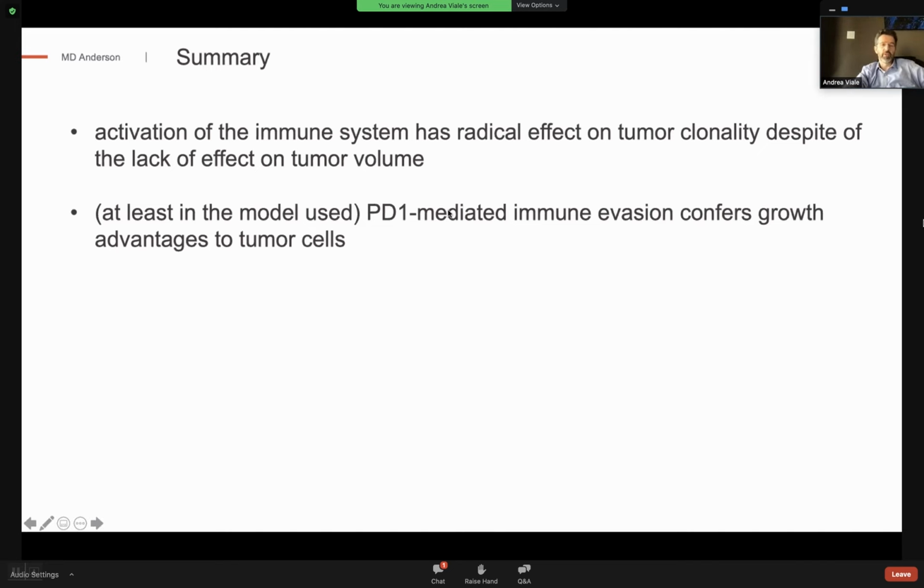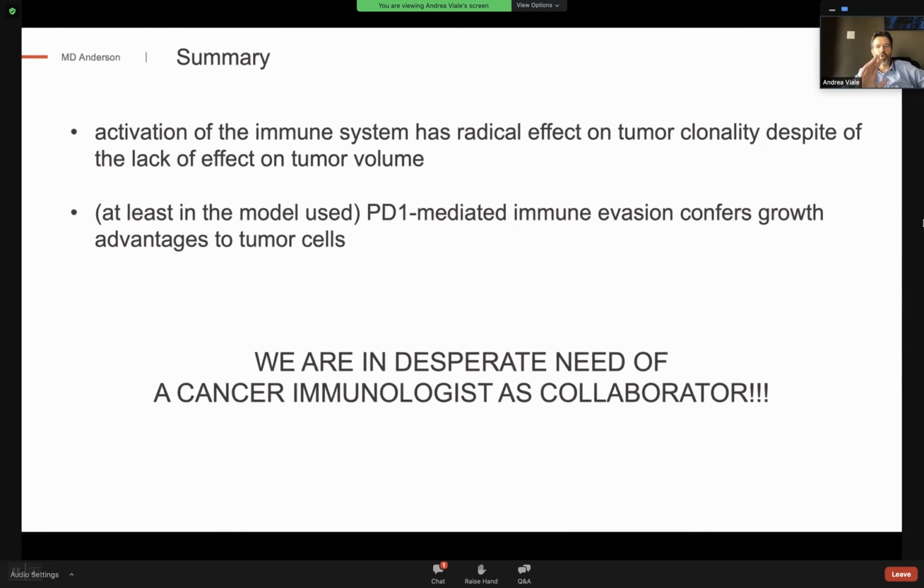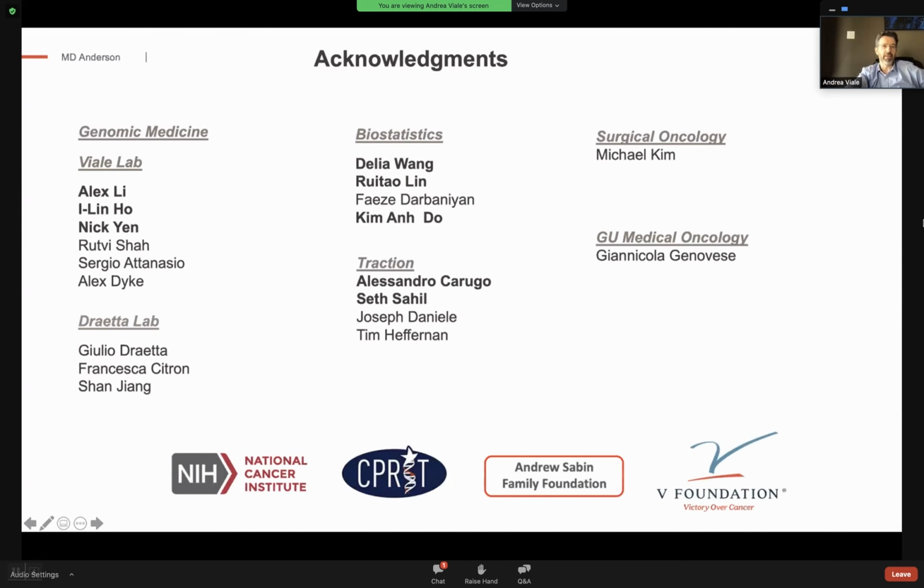And then again, the other interesting observation is that the PD-1 mediated immune evasion confers for sure growth advantages to tumor cells, at least again in the model we used. So we are really in desperate need of cancer immunologists as collaborators, because we really need to understand a little bit better all the data that we are generating. So if you are willing to collaborate, just shoot me an email.